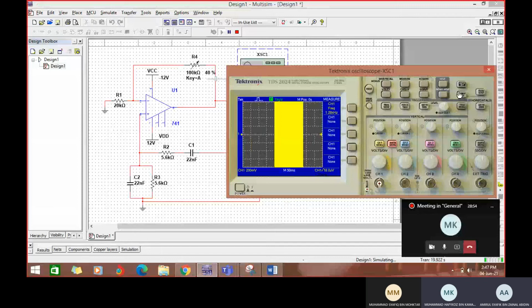Conclusion: we managed to achieve our objective, which is to design the Wein-Bridge oscillator and to simulate and observe the effect of different components on the output of the Wein-Bridge oscillator. So that's all from our group.